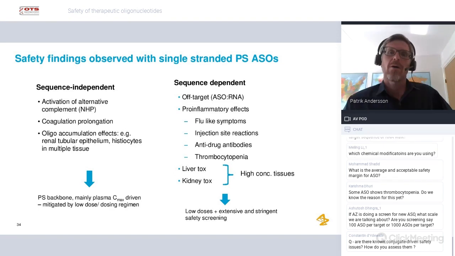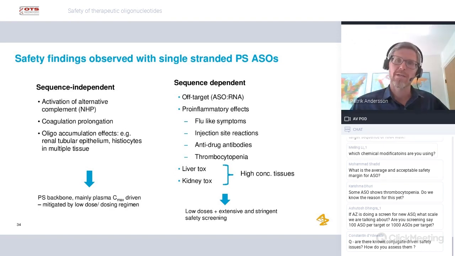Or at least minimize it. But then we have the sequence-dependent findings, where we have off-target effects, both RNA hybridization-dependent and others. We have pro-inflammatory effects, that is flu-like symptoms and injection site reactions. Development of anti-drug antibodies may not be a safety concern, but is something that could happen, and also thrombocytopenia. We also have liver toxicity and kidney toxicity. And just a reminder, these are tissues where we have really high concentration.